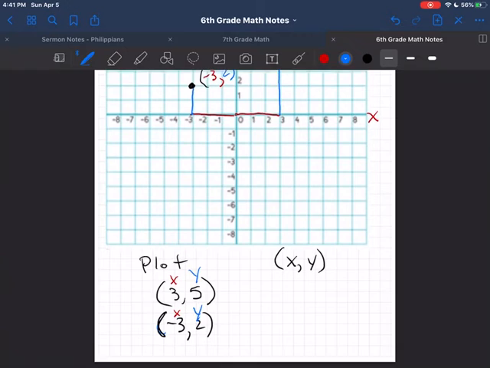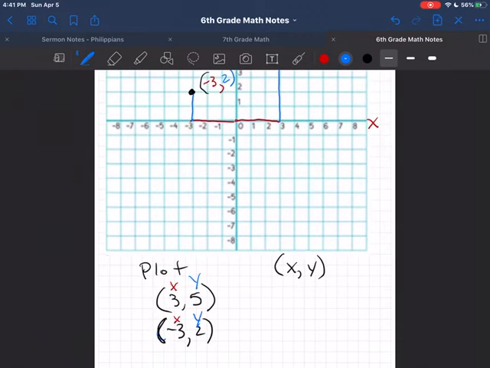Okay? All right, now let's plot another point. Notice that my x value was negative, my y value was positive there. Now let's plot the point, let's see, -5, -3. So both numbers are negative this time. My x is -5, my y is -3.